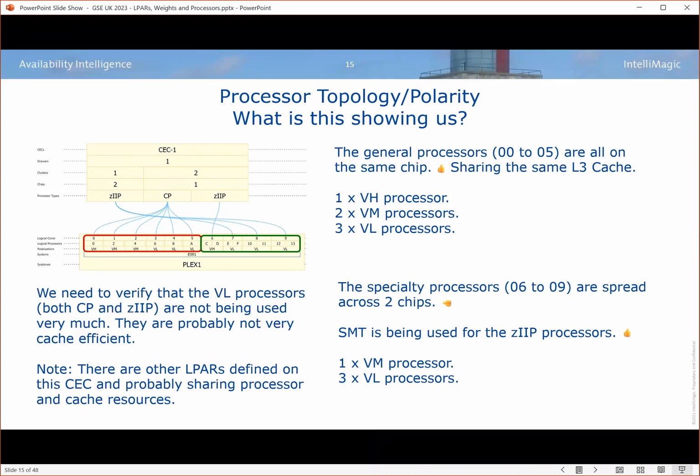So this tells me, for example, that the vertical low processors that I'm seeing, both the CPs and the zIIPs, I'm hoping that they're not being used very often, especially the zIIPs, because they're actually in a different location as far as the architecture is concerned. And we'll verify that in a second. Now we have to remember we're looking at one particular LPAR on this CEC, and it looks different when we look at all the LPARs defined. And we'll have a picture of that in a second.